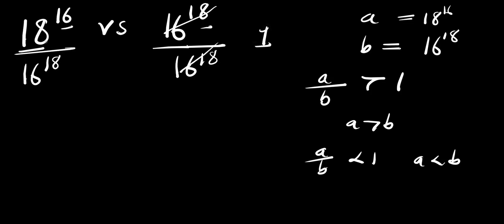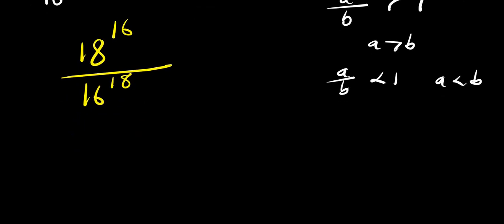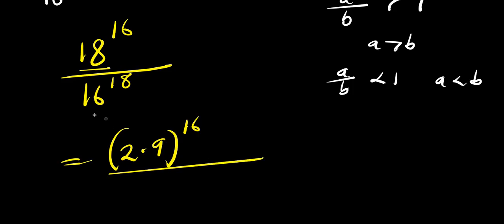Now let's find out if 18 power 16 divided by 16 power 18 will give us a number that is greater than 1 or smaller than 1. So we have 18 power 16 divided by 16 power 18. From here, 18 is 2 times 9, so I'm going to have (2 times 9) power 16, divided by 16, which is 2 raised to the power of 4, and this is raised to the power of 18.